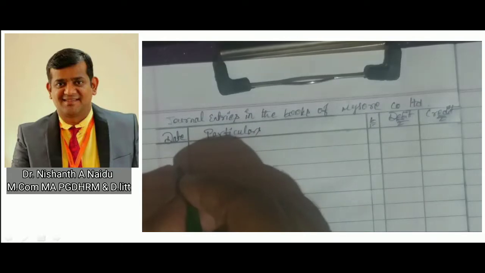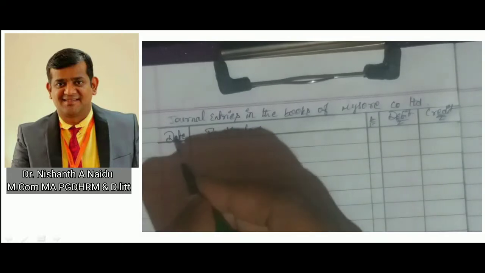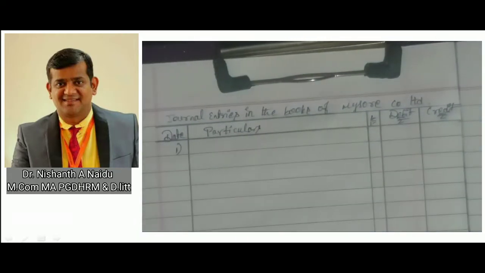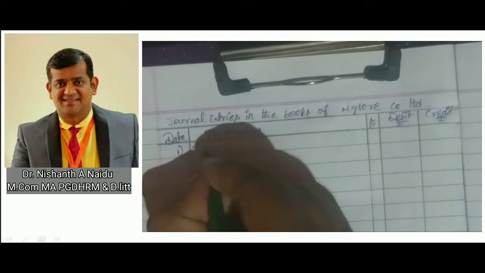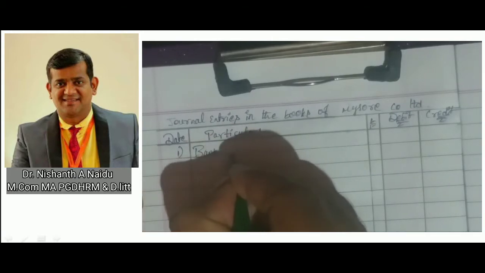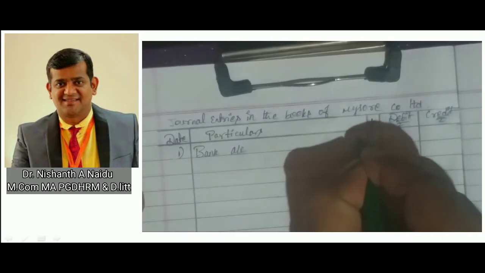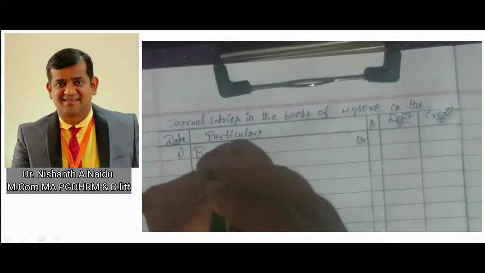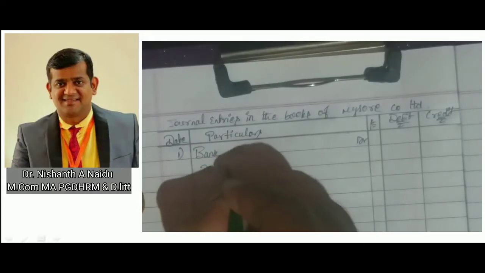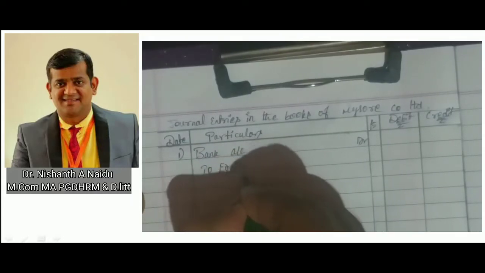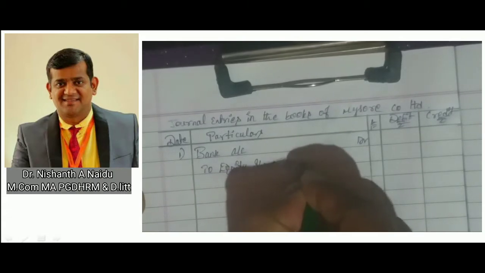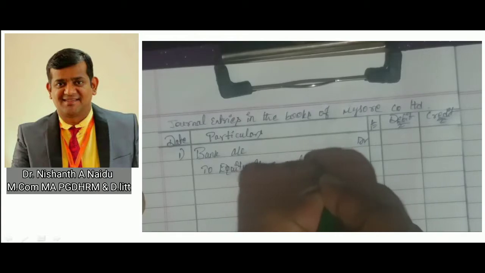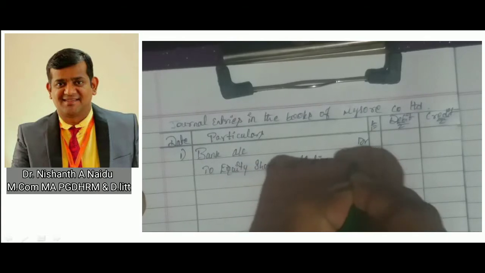Journal entry number 1, that is for the receive entry. Receive of what? Yes, application money. So the receive entry always starts with bank account debtor to equity share application account. Equity share application account.